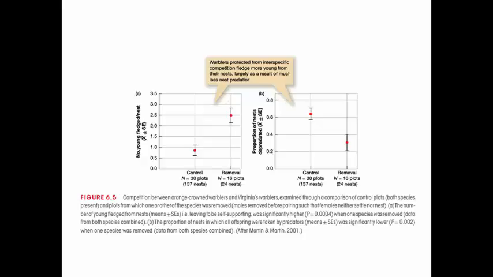So, although the warblers are in fact protected from interspecific competition, and those warblers fledge more young from their nests, this is largely a result of much less nest predation. So there's an interaction between predation and competition. Why I'm explaining this to you is I want you to understand that it's often difficult to clearly demonstrate competition in the natural world because of these interactions that take place.